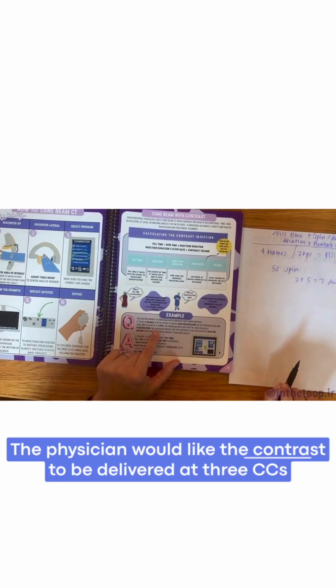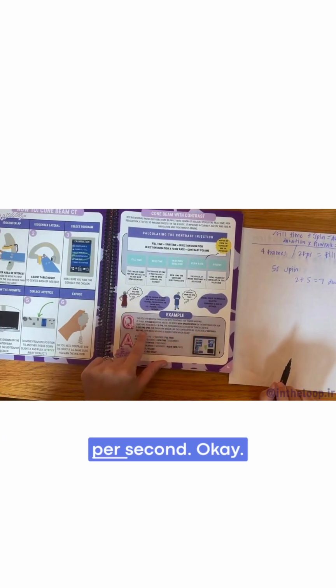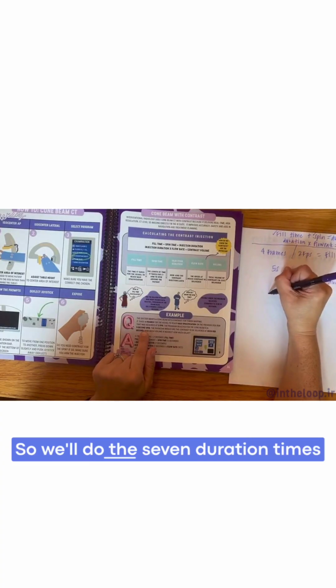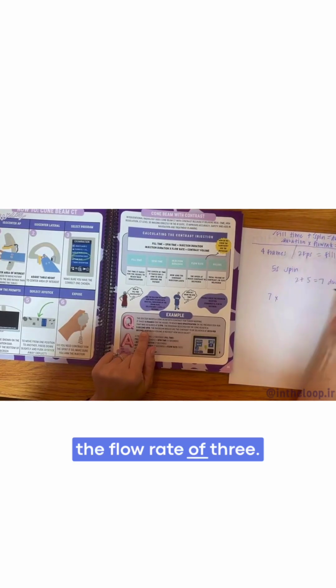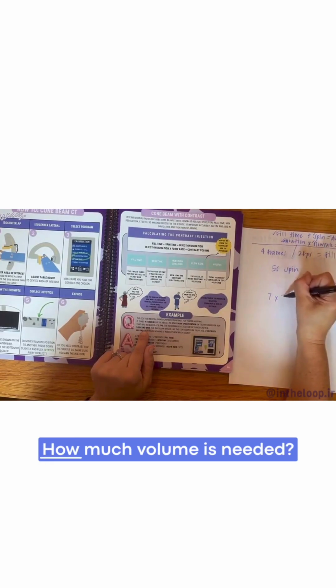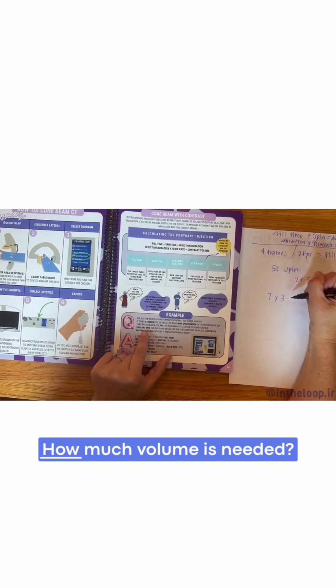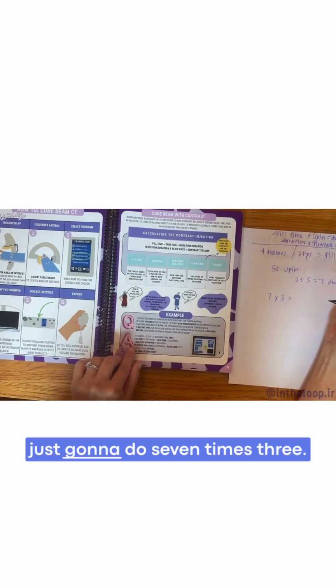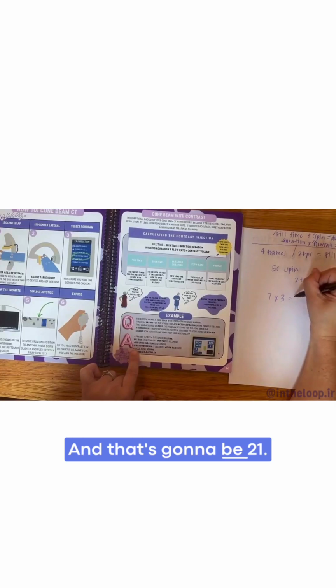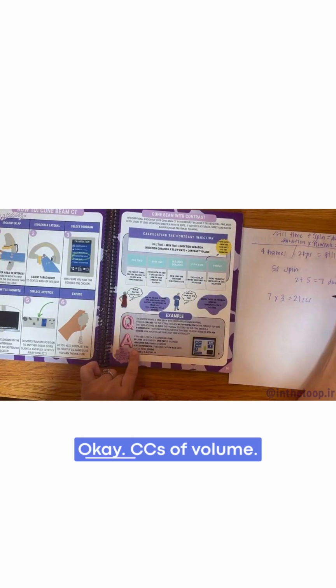The physician would like the contrast to be delivered at 3 cc's per second. So we'll do the 7 duration times the flow rate of 3. How much volume is needed? We're just going to do 7 times 3, and that's going to be 21 cc's of volume.